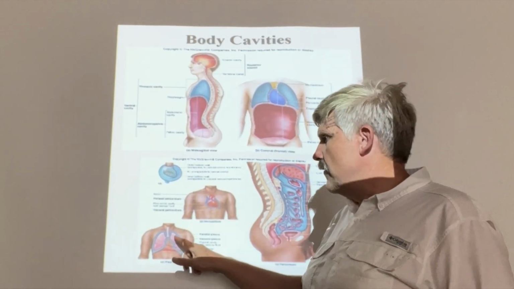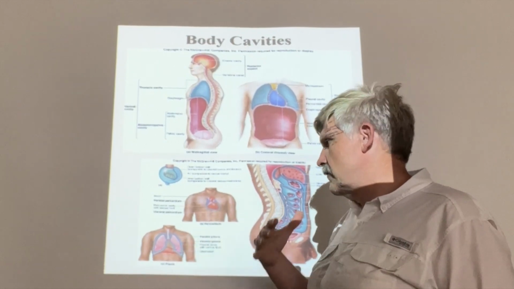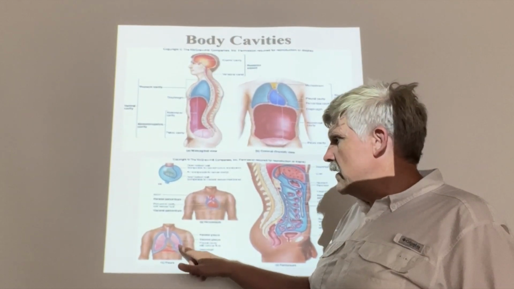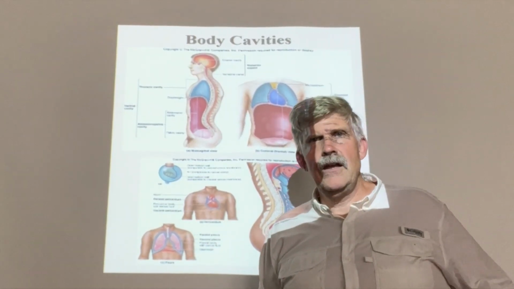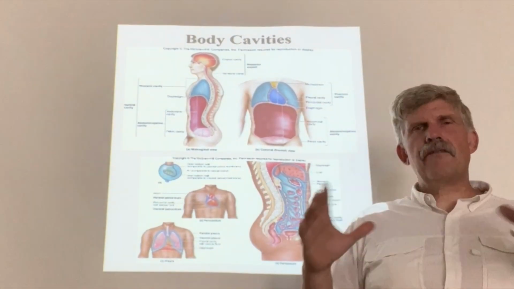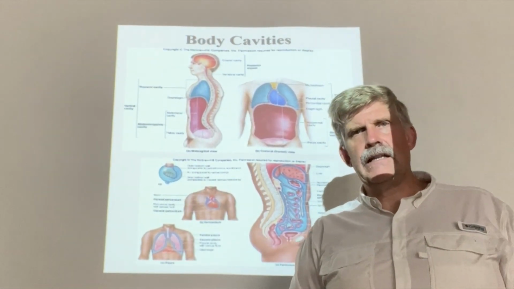So you'll have parietal pleura on the outside attaching to the ribs and the chest, and then attaching to the surface of each of the lungs, you'll have the visceral pleura, where you'll have the serous membrane covering the organ, and the organ in this case is the lung.